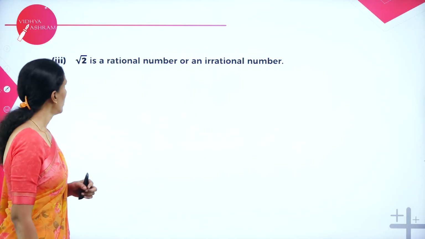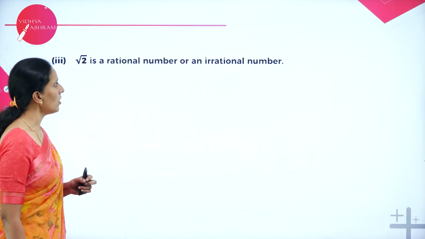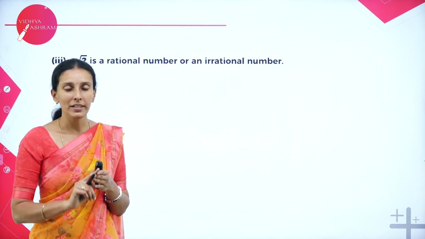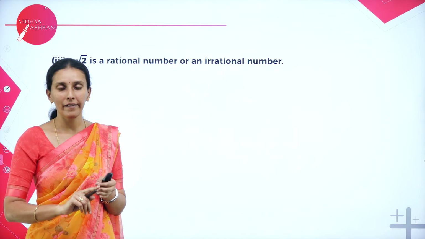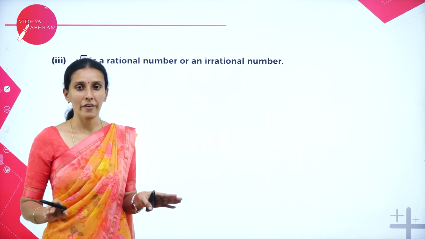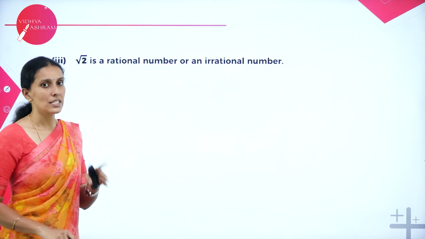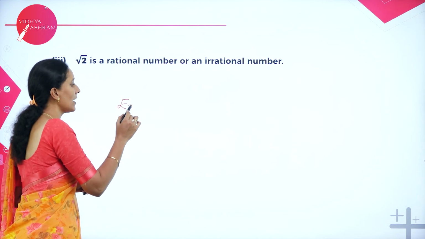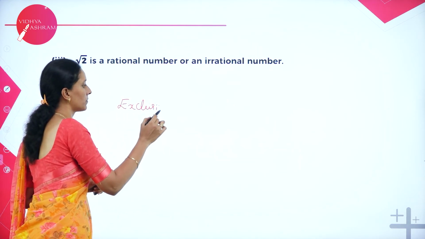Next we have, root 2 is a rational number or an irrational number. So either root 2 must be rational, then it is not irrational, or root 2 must be irrational, so that it is not rational. So out of two chances, it is having only one chance. So therefore, clearly you can say this is an exclusive OR.